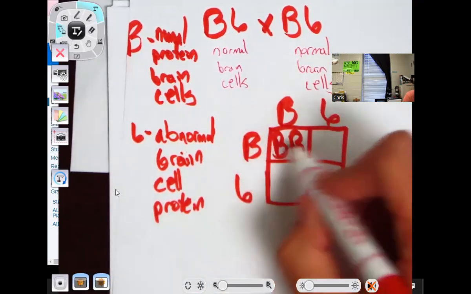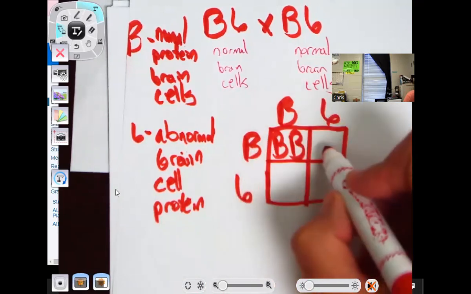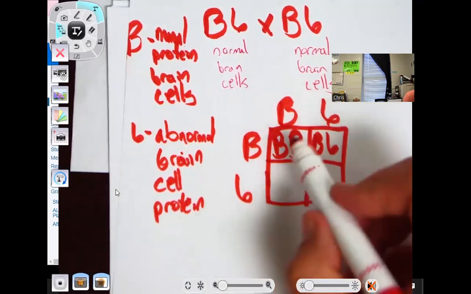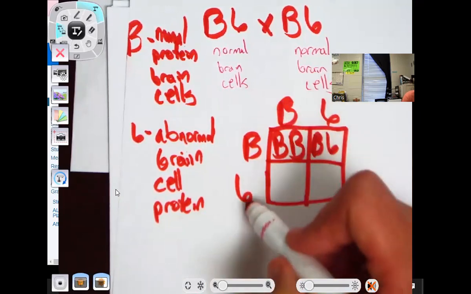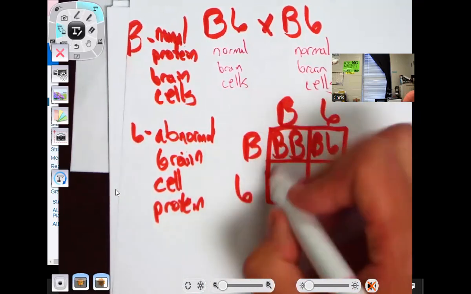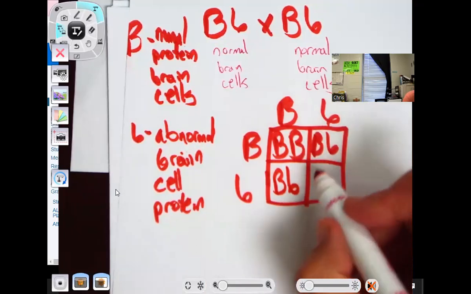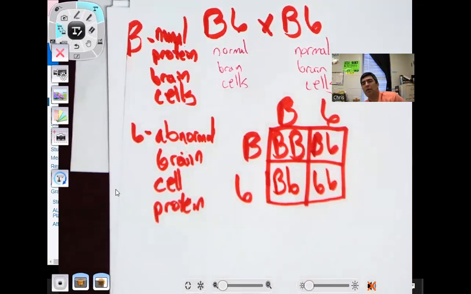The next one. What would the child have if this parent gave a little b and this parent gave a big B? Big B, little b. Then the next one. This parent gave a big B and this one gave a little b, so big B, little b. And this child would have little b, little b.